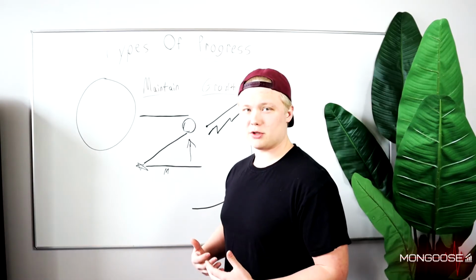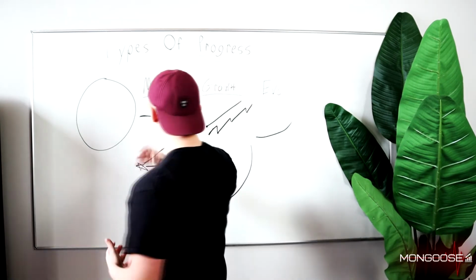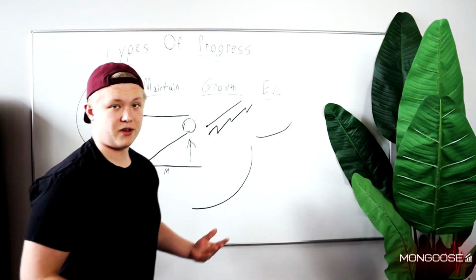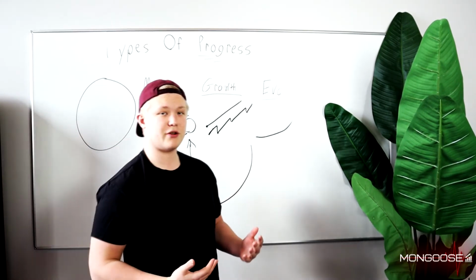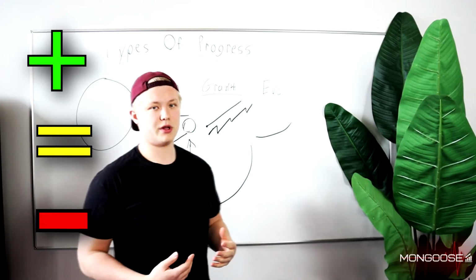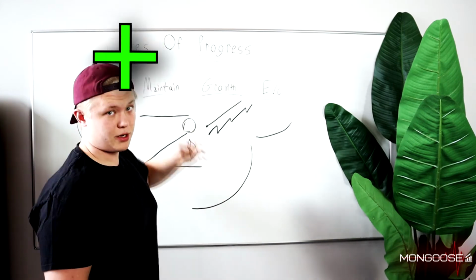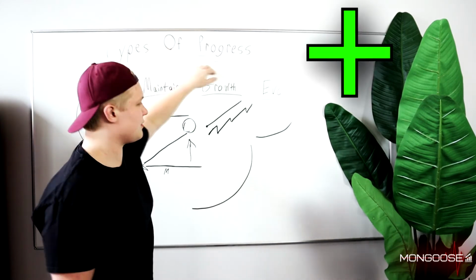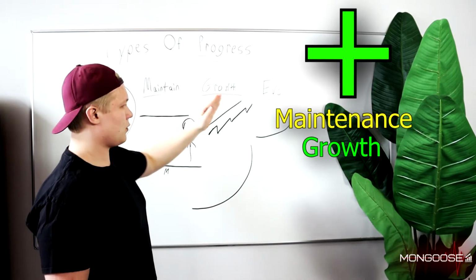So before this video is over, here's a quick recap. So we have our different types of progress, right? In the previous video, we went into 3 main categories that you can split your tasks and actions into: negative, neutral, and positive. And in this video, we learned about how you can then further break down your positive category into different types of progress, which are maintenance, growth, evolve.